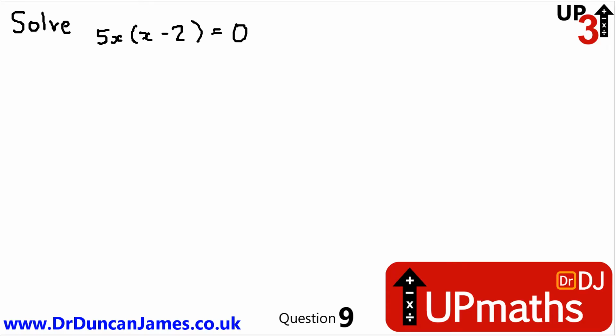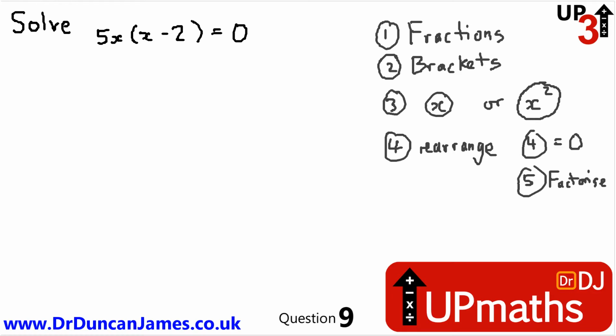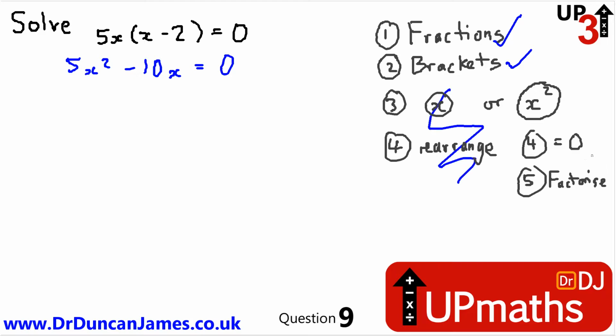Have a go in your own time. Okay, here's my answer grid, so that's how I'm going to be approaching it. Are there any fractions? No. Are there any brackets? Yeah, let's get rid of those. 5x squared minus 10x equals 0. Is it an x or an x squared? Oh, it's an x squared. I need to make it equal 0. It's equal 0. Now I need to factorise it.